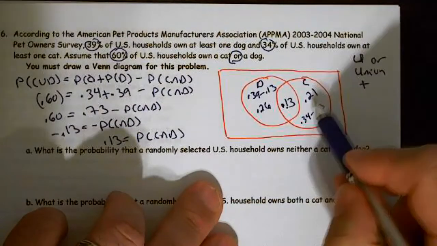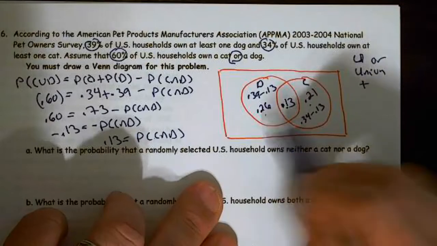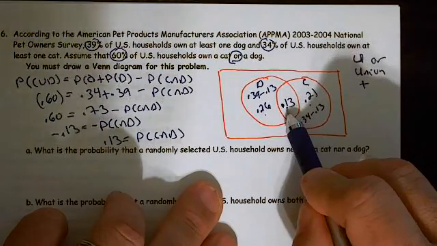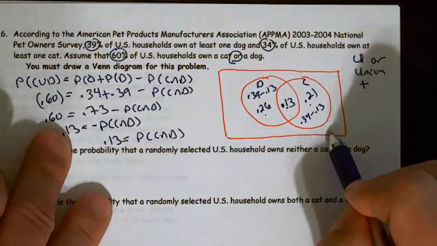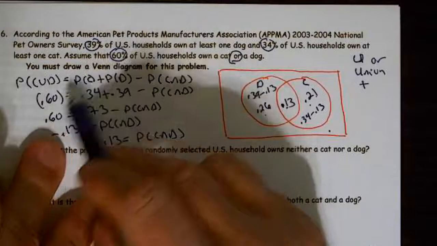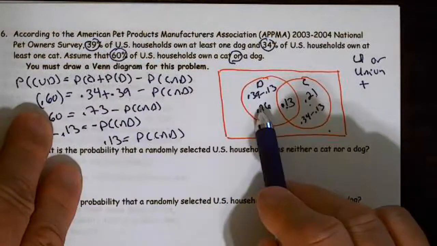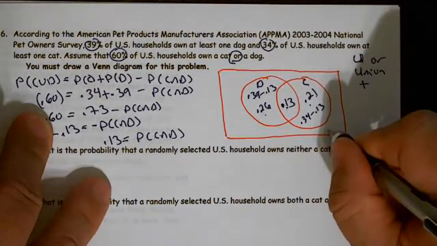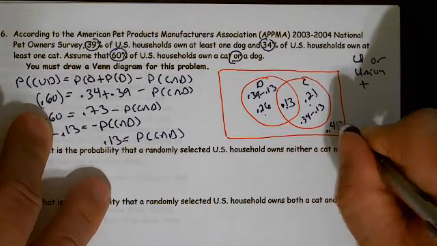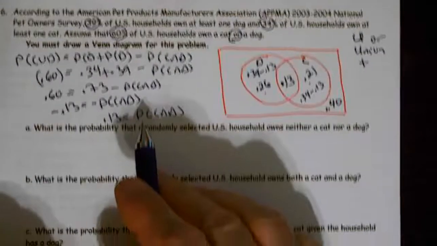All right, so this is the probability of having one. This is the probability of having a dog only, a cat only. This is the probability of having both. The one thing I'm missing is the outside part. Well, they told me this was 60%. 60% is the general addition rule. That's the addition of this plus this plus this. So that means 1 minus that is 0.40. 40% have neither. And we're going to see that in the next part.